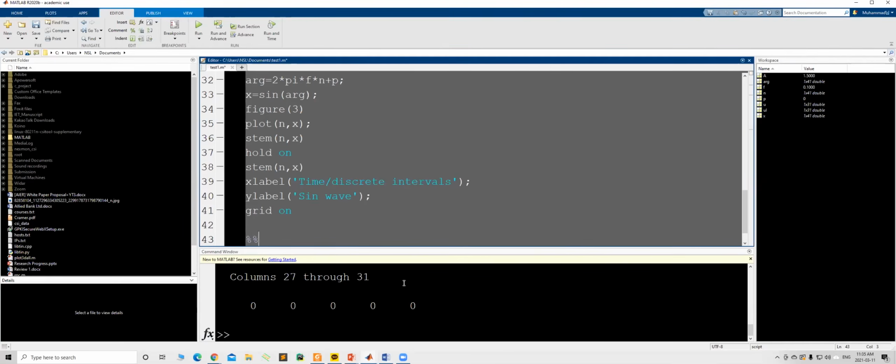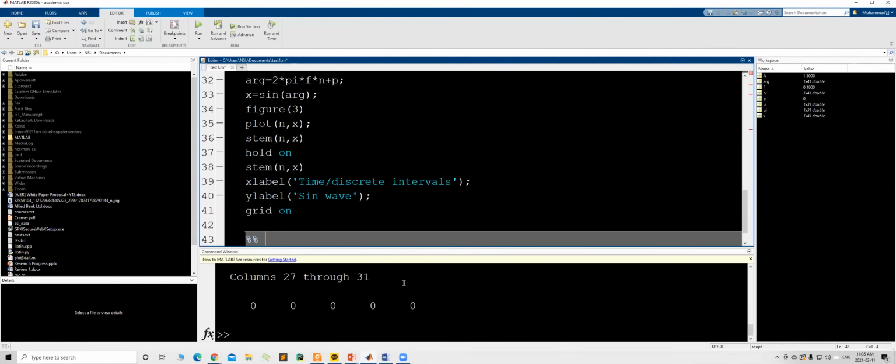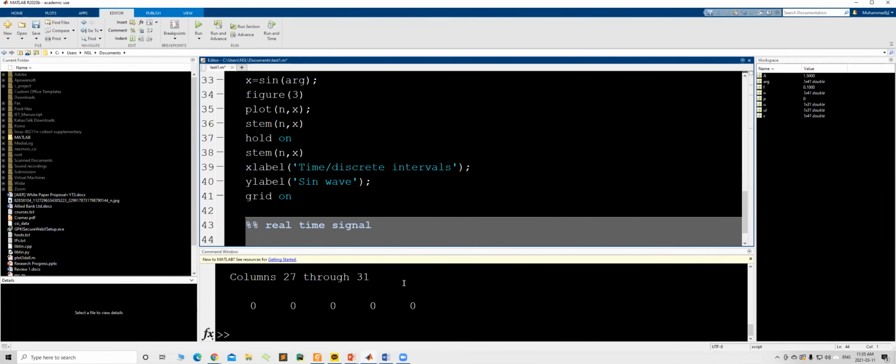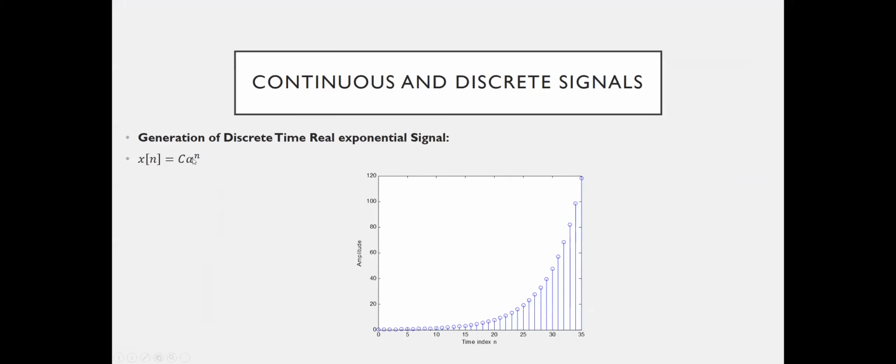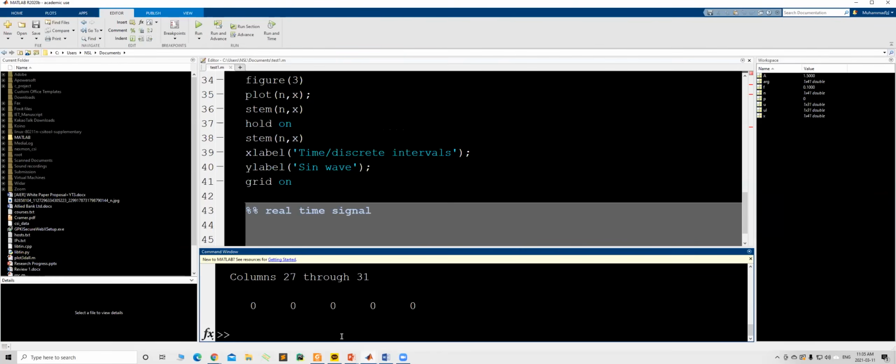So let me now plot the real-time signal, right? For the real-time signal, as you can see in this equation, you have the amplitude, you have some number, anything, and then you have the power of that. MATLAB has the exponential form, and if you want to take the exponential value from 0 to 5, it can just simply give you the answer. But I don't want to do that. I want to show you how the exponential function looks.